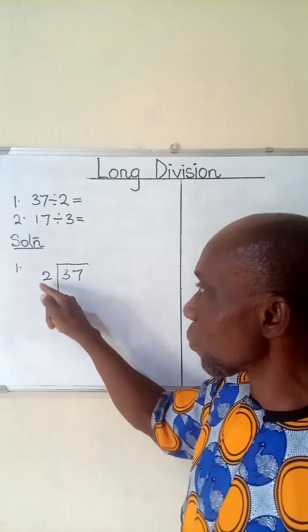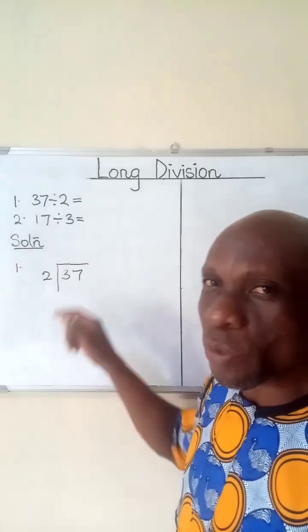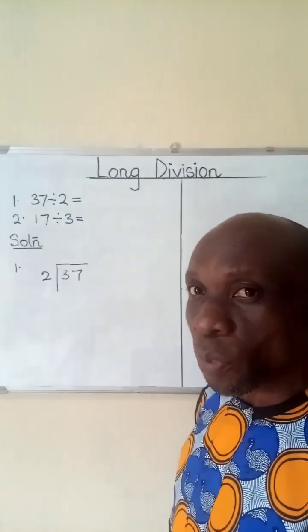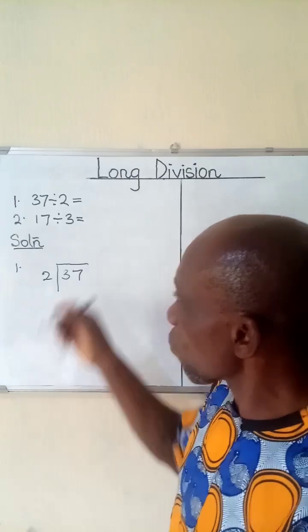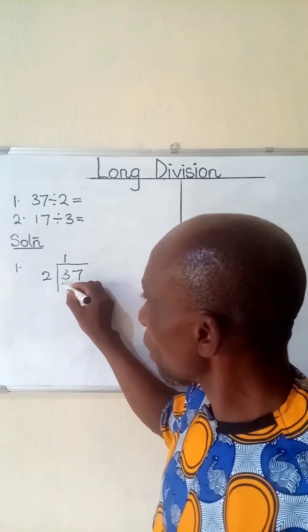Or you can ask yourself, 2 multiplied by what will give you 3, or a number closest to 3. It must not be greater than 3. So you realize it's going to be 1. So 2 goes into 3 just once. We fix it up there. 1 times 2, that is 2.